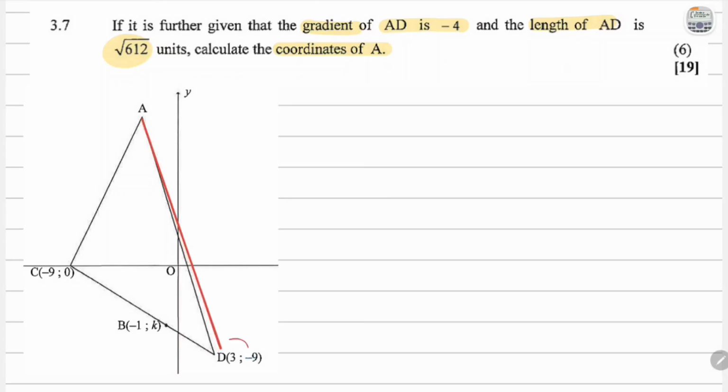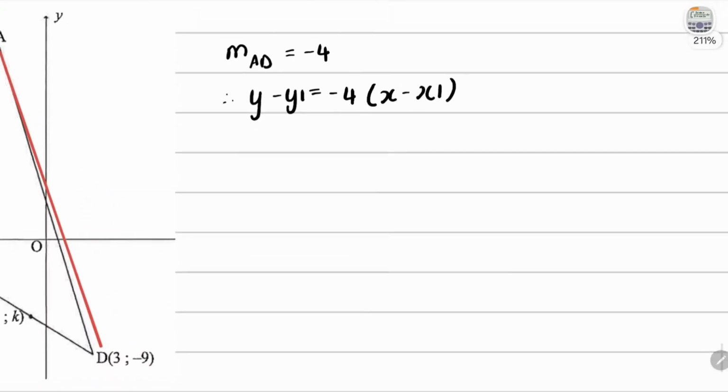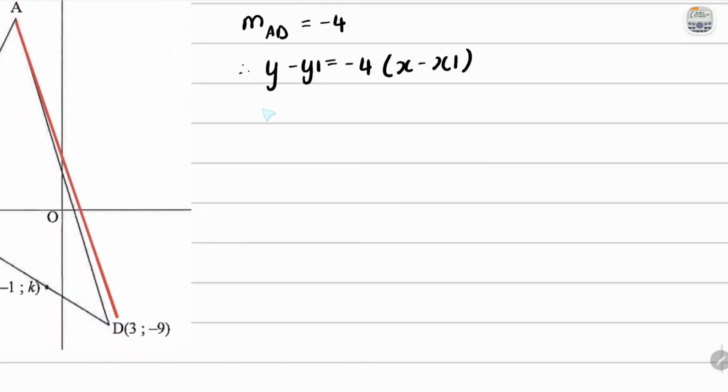We have 1 point on AD, we've got D. So let's go ahead and do that. So the gradient is -4. Okay, so we can just say, and I'll use this formula, y minus y1 equals the gradient, which is -4, times x minus x1. Okay, then we can substitute the point 3, -9 because it lies on this graph. So this is y minus y1 and x1 is what gets your coordinates here. So y1 is -9, so minus -9, which gives you +9, is equal to -4 times x minus 3.